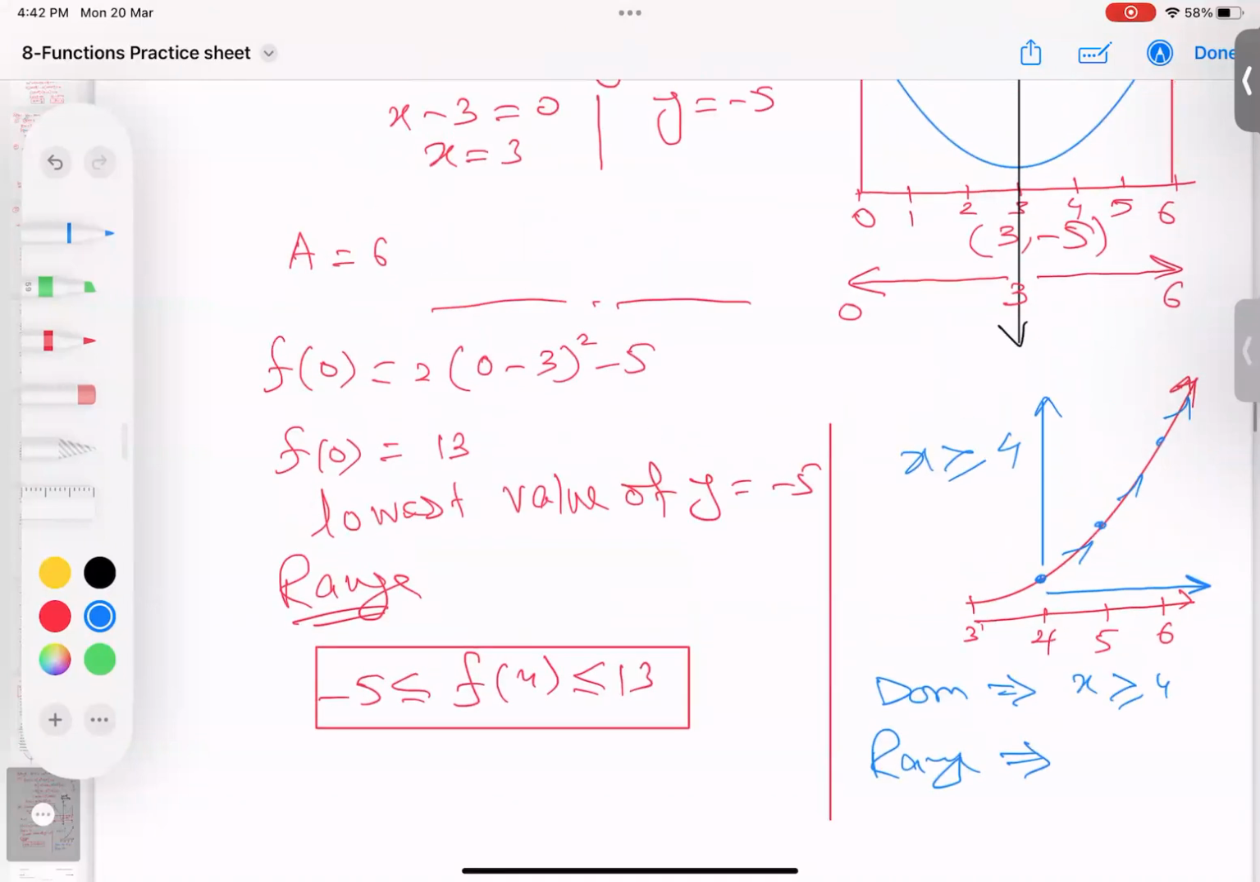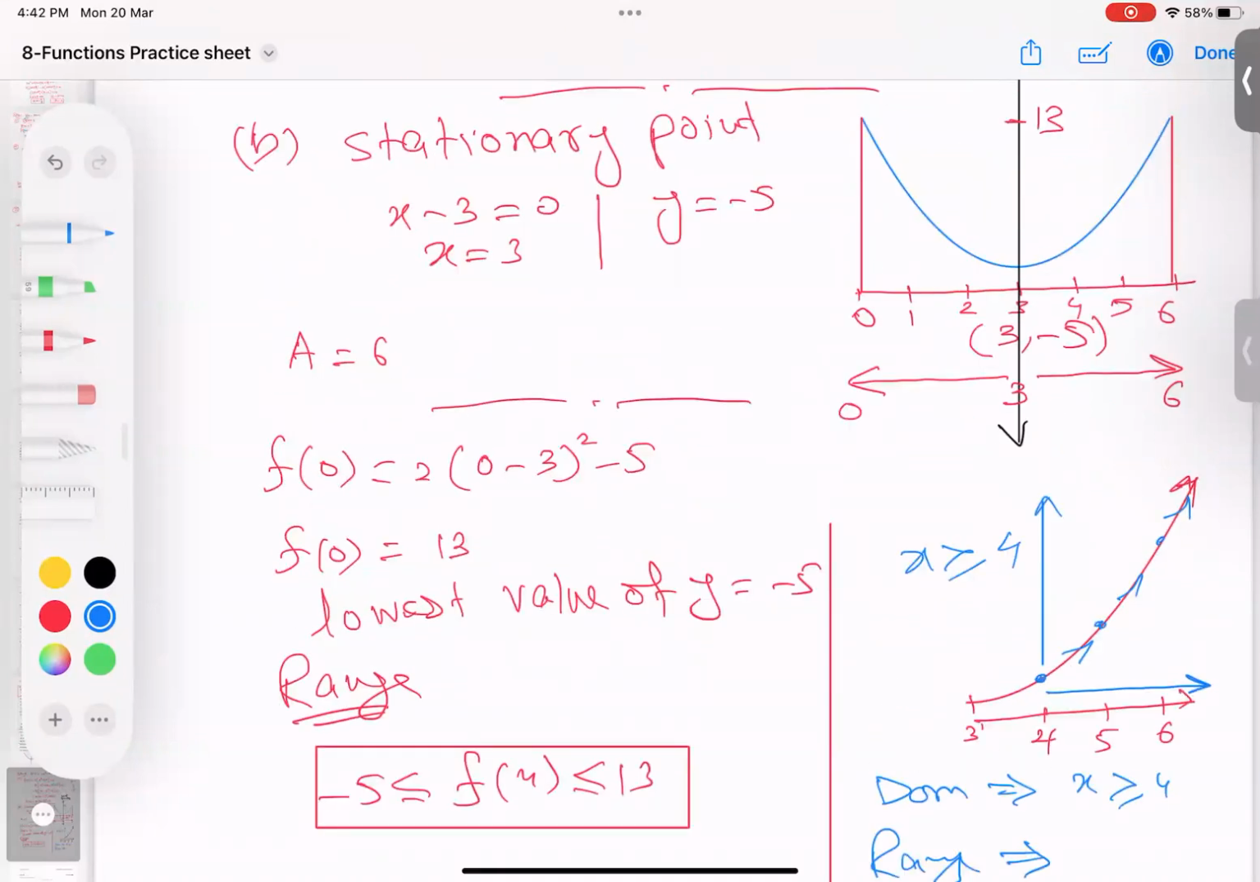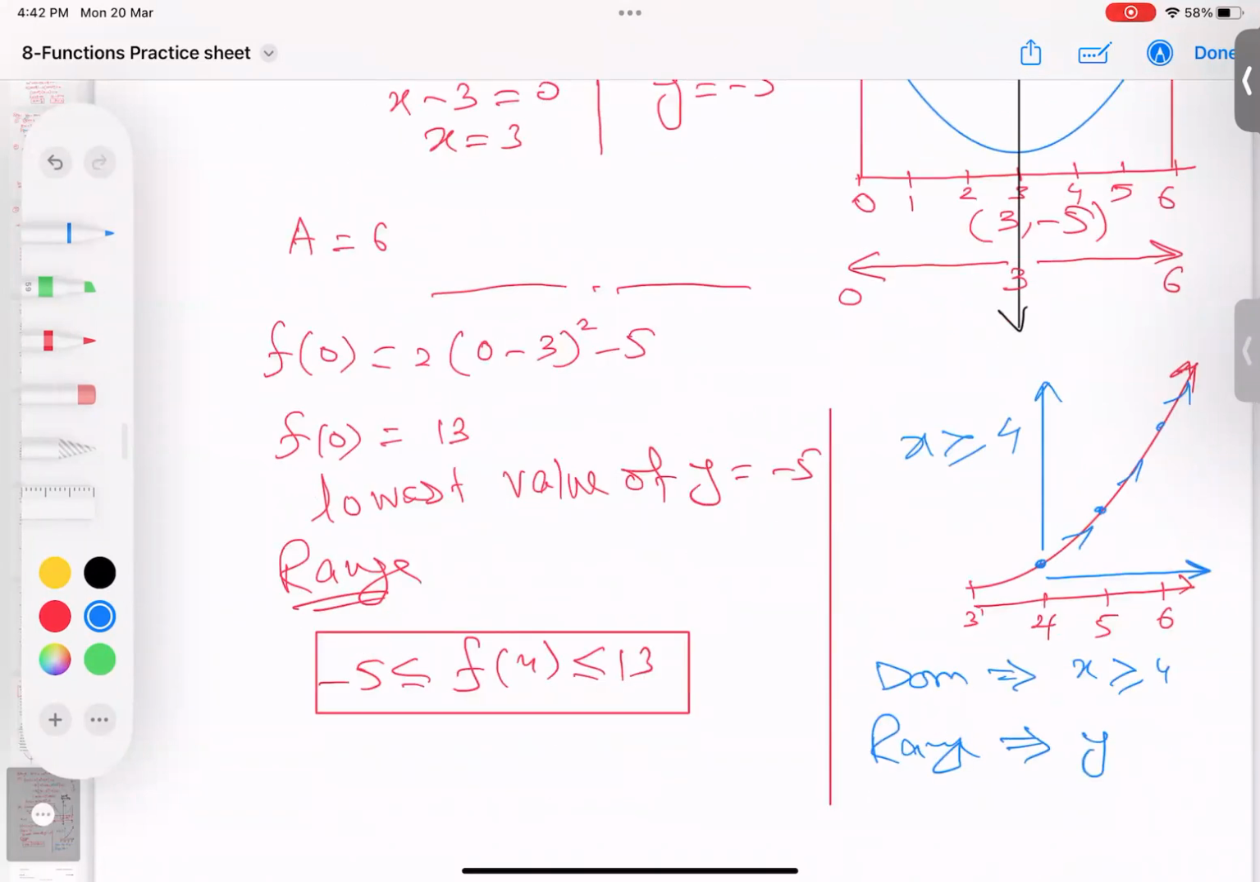So range is very simple, very clear. Range is you put 4 in the place of this x. When I put 4 in the place of x, 4 minus 3 is 1, 1 squared, and I get negative 3 because 2 minus 5 is negative 3. So it means the y value starts from negative 3 and goes up and up.